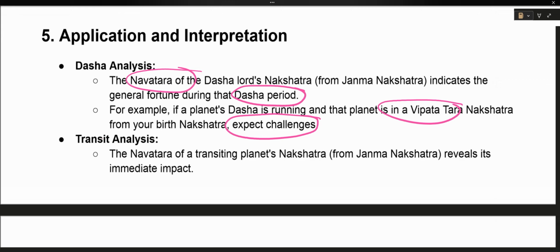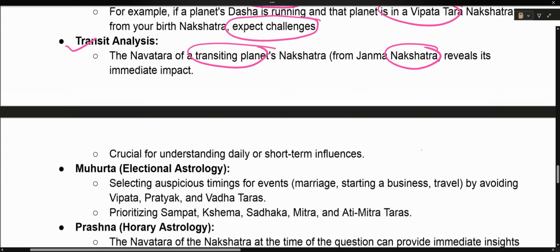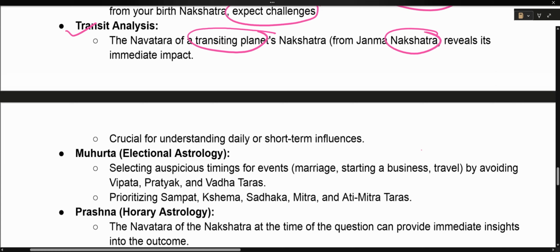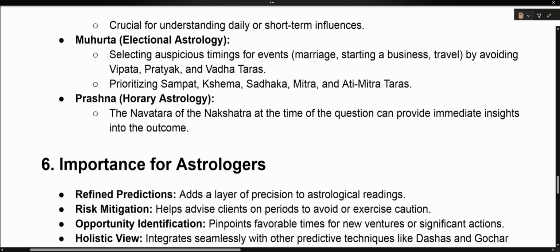Okay, then we can use it for transit analysis as well. First one is the dasha analysis, then we have the transit analysis. The Navatara of the transiting planet's nakshatra from the Janma Nakshatra reveals its immediate impact. In the transit, you have to see the position of the planets in different star constellations at the present time. Crucial for understanding daily and short term influences.